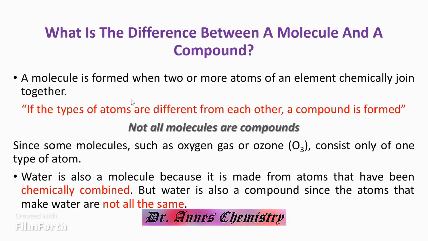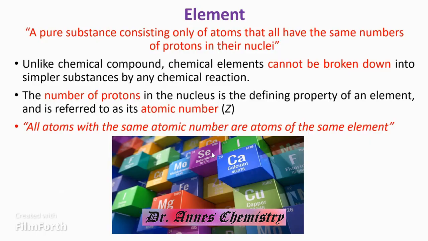So oxygen gas, I have given some other examples here, such as oxygen gas and ozone, they contain one type of atom, so it's a molecule. It's specifically a molecule. It can never be called a compound. But water is made up of more than one type of atom. It's chemically combined, and the atoms that come together to make up water are not the same, so it can be called a compound also. So that's the difference between a molecule and a compound.